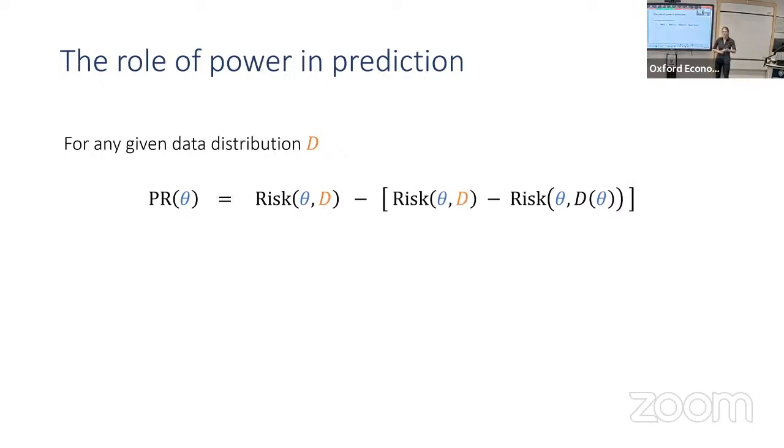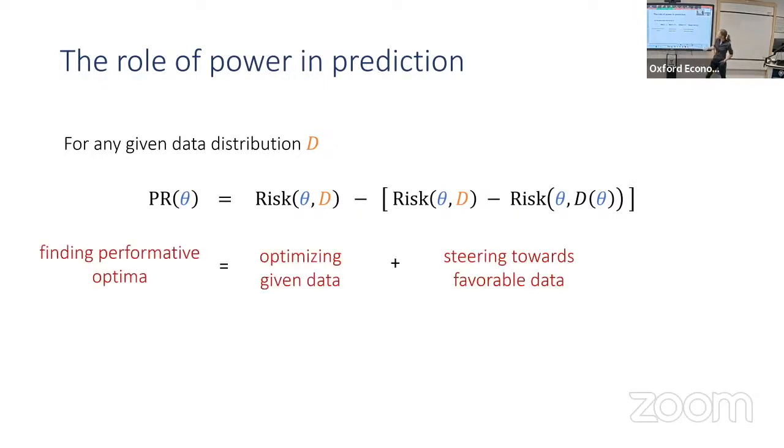Let's say D is any fixed distribution. I have the performative optimum, which corresponds to optimizing the risk on a fixed data D, and steering to the data you prefer. For any D, you can just find the best model, but you can potentially gain by steering. I think it's really nice how this simple notion of distribution map makes very clear how there's this component of optimizing versus steering whenever you have a distribution that depends on your decisions.